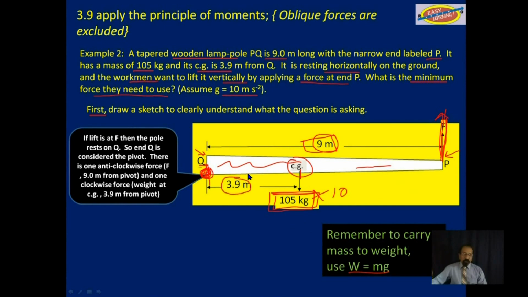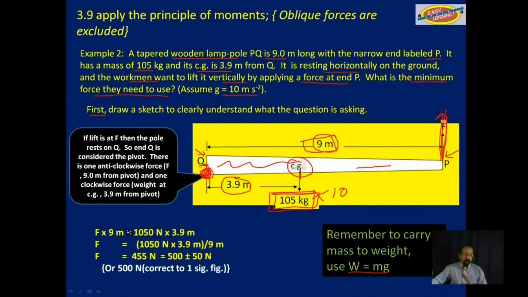The working becomes very simple. F times 9 meters is equal to 1050 times 3.9. You solve that and you get 455 newtons out of your calculator. Since the least significant figure we have is this 9, we have to round off to one significant figure, which means we have to round off to the hundreds.